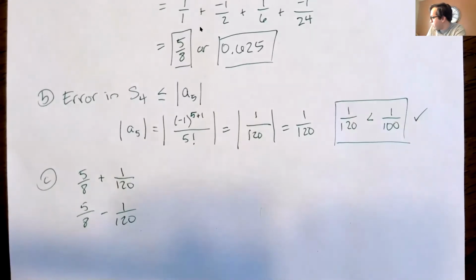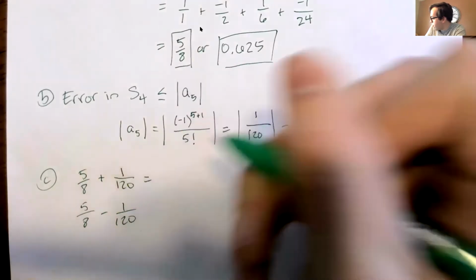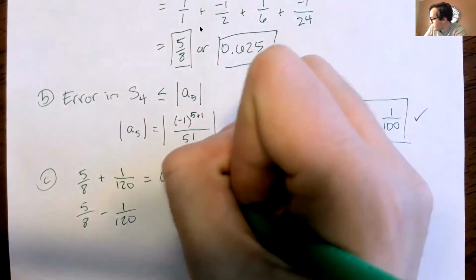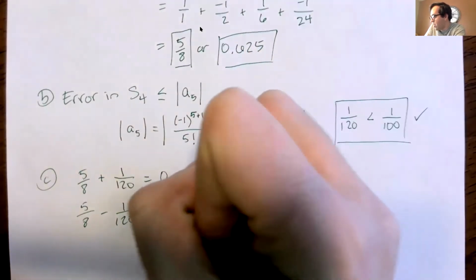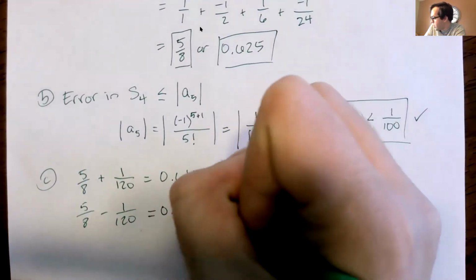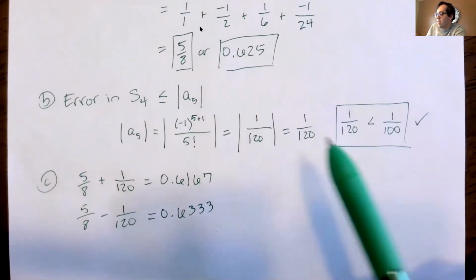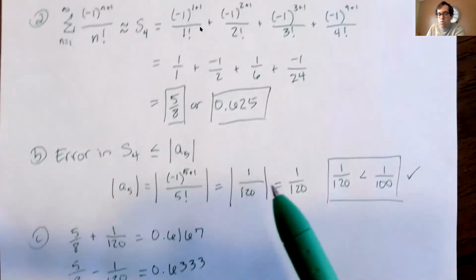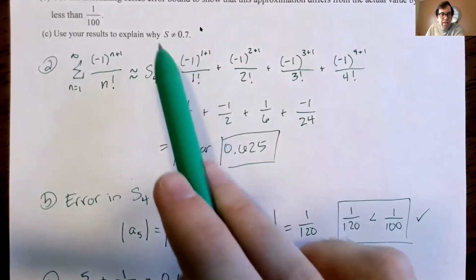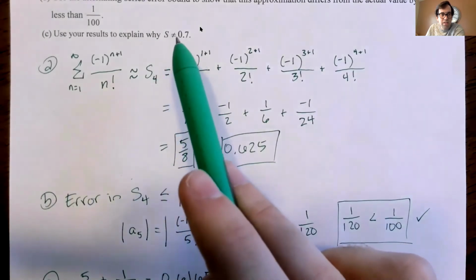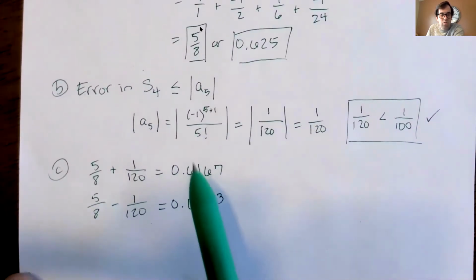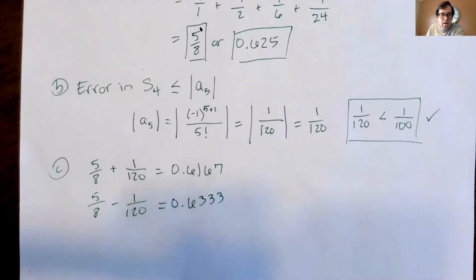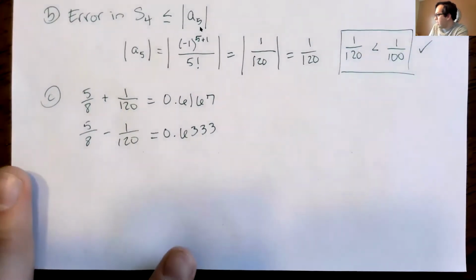So we're going to end up with an upper bound of about 0.6333, a lower bound of 0.6167. That region is centered around 0.625. And the question said to use your result to explain why the sum of the series cannot equal 0.7. Well, look, we have a bound that does not include 0.7. So I'm going to write this out in a sentence.